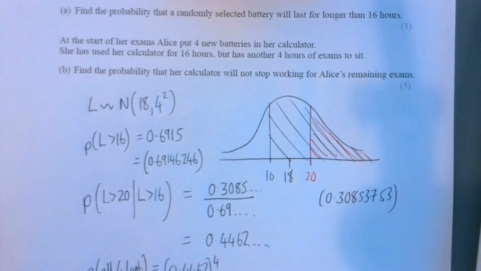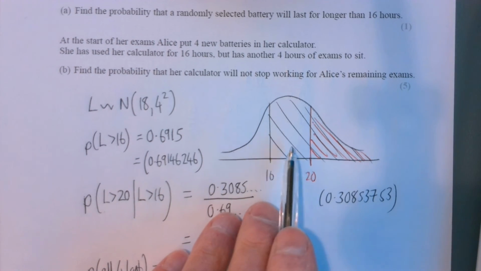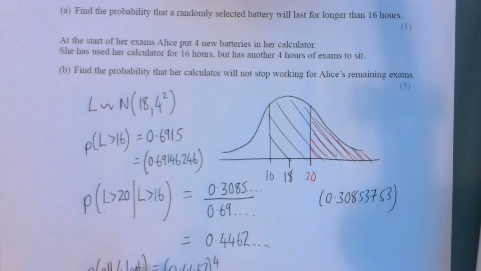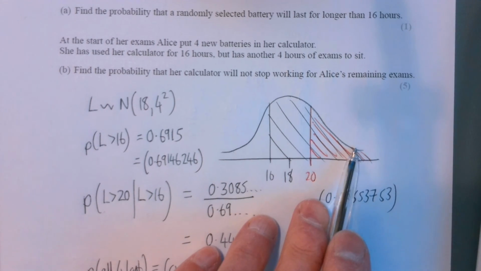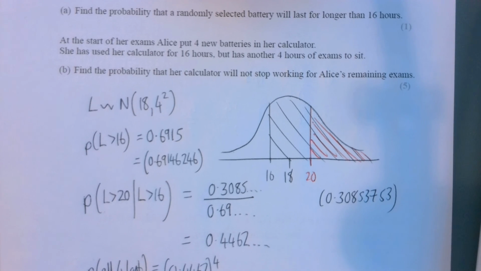So conditional probability with the normal distribution is actually quite easy. The probability that it lasts 20 hours, given that it's already lasted 16: greater than 16 on the bottom, greater than 20 on top, because all of that probability is included in the 16 probability. Okay.